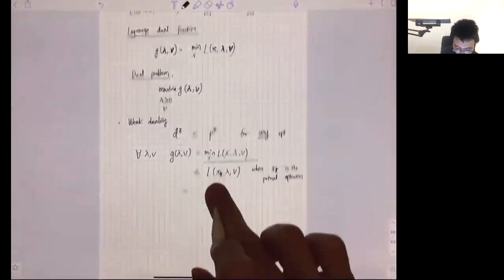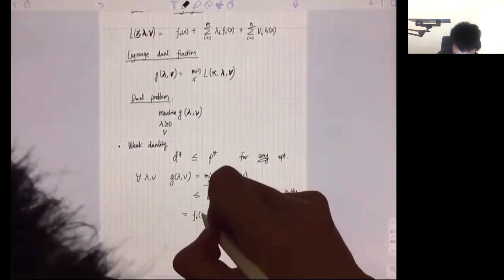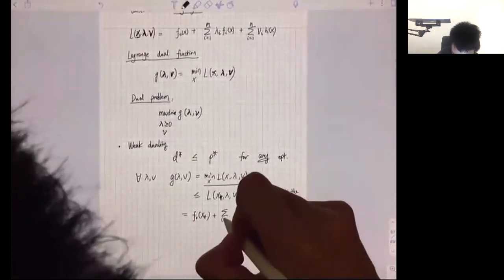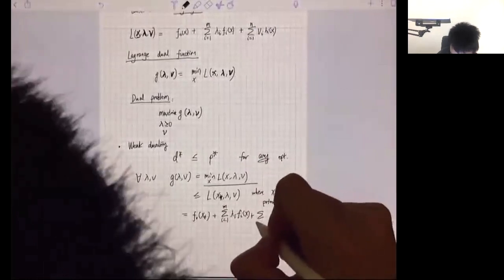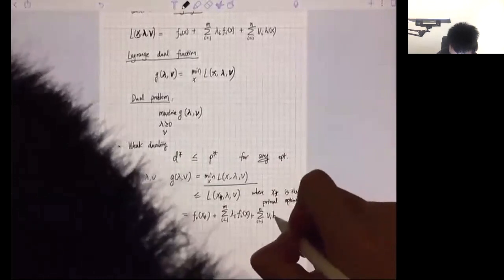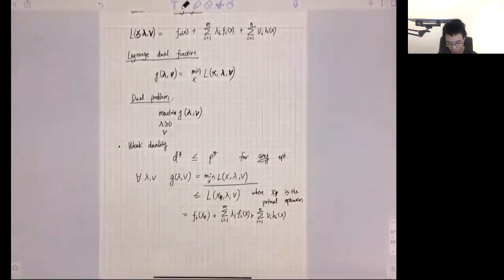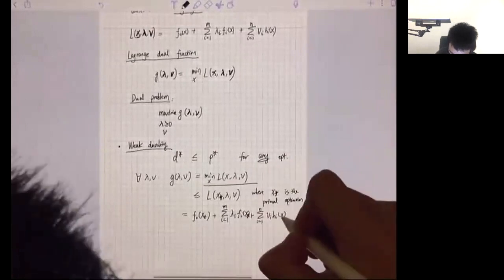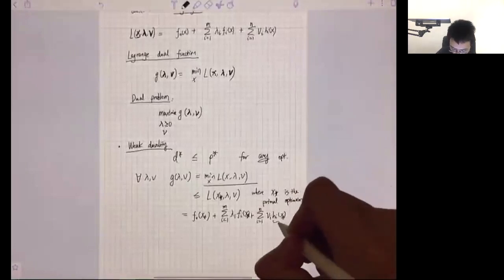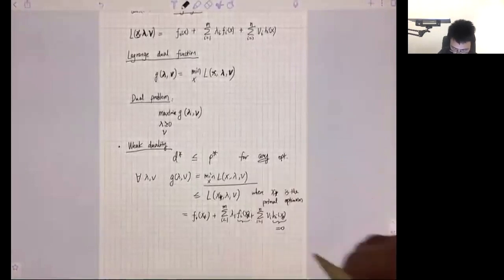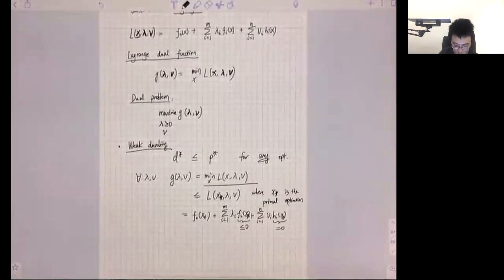Okay. So by definition of the Lagrangian, it's just f naught of x star plus the summation over i from 1 up to m of lambda i f i of x plus the summation over i from 1 to n of nu i h i of x. And I know that x star is primal feasible. So this is 0, and this is less than or equal to 0.